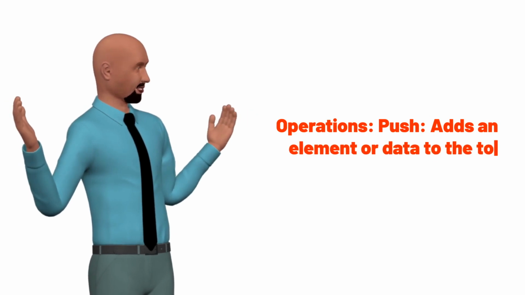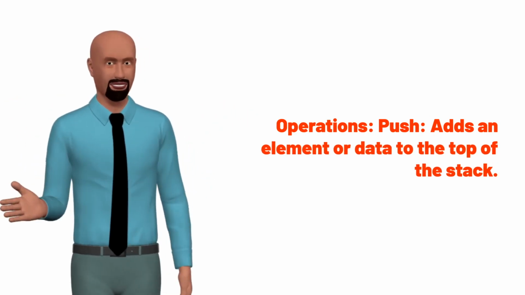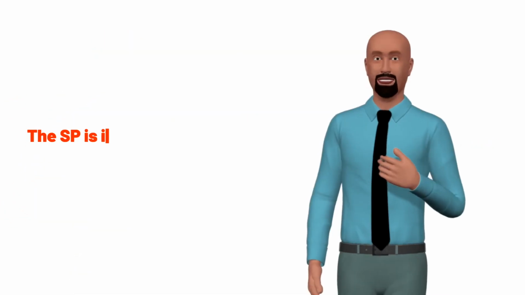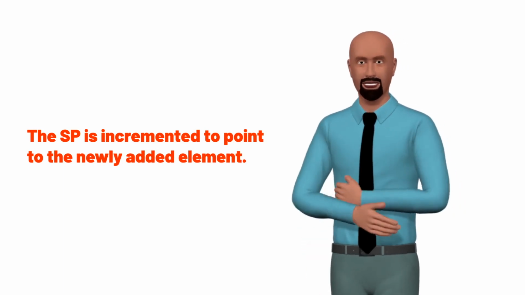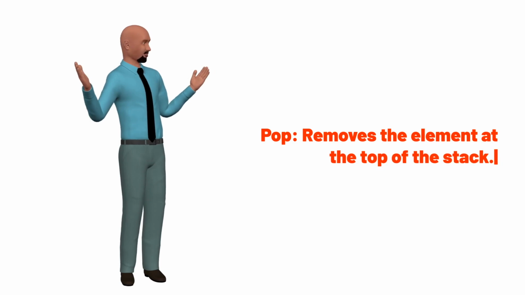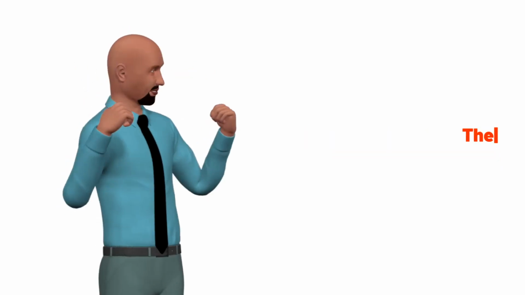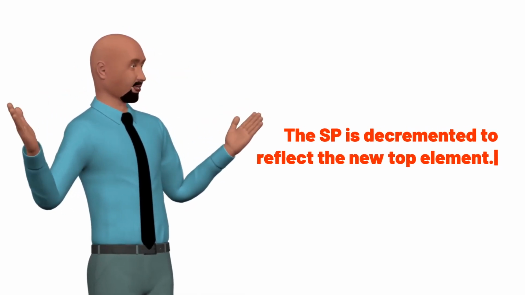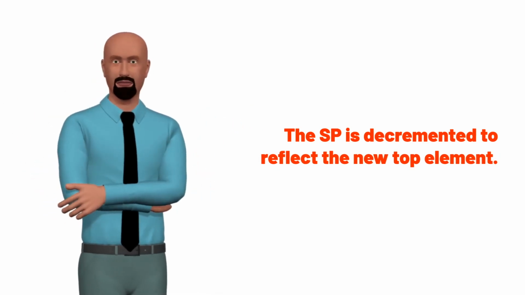Operations. Push adds an element or data to the top of the stack. The SP is incremented to point to the newly added element. Pop removes the element at the top of the stack. The SP is decremented to reflect the new top element.